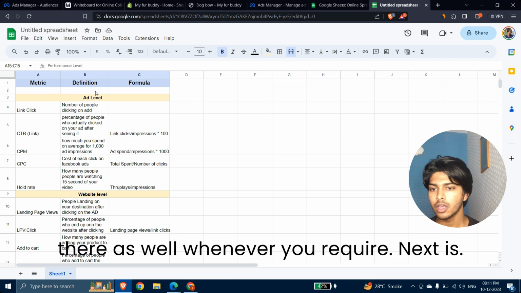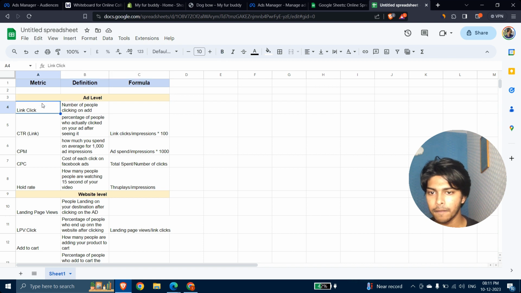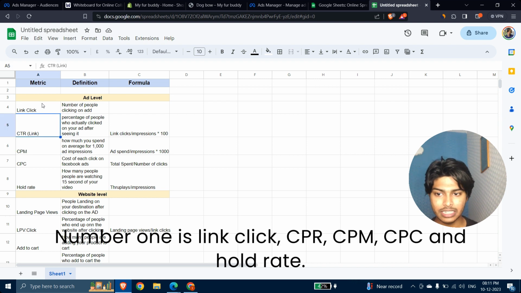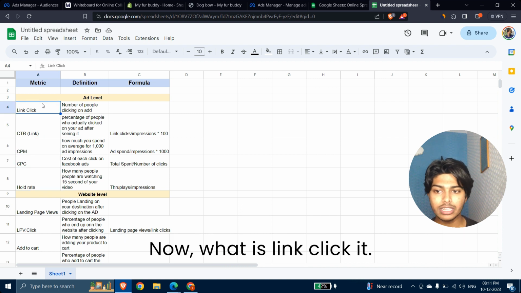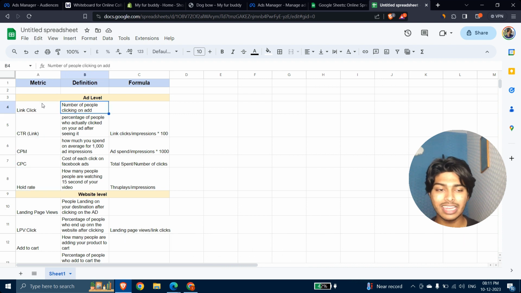Next, let's see what it actually means. On the ad level, we are going to see a few metrics. Number one is link click, CTR, CPM, CPC, and hold rate. Now, what is link click? I'll just go through all of them very quickly.